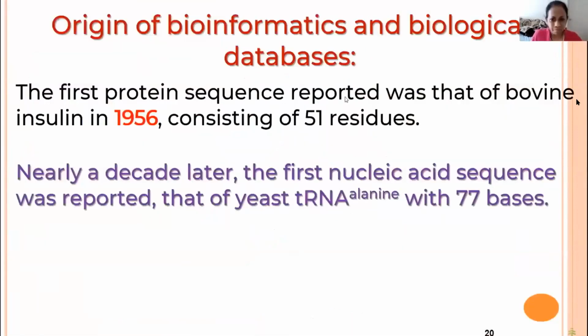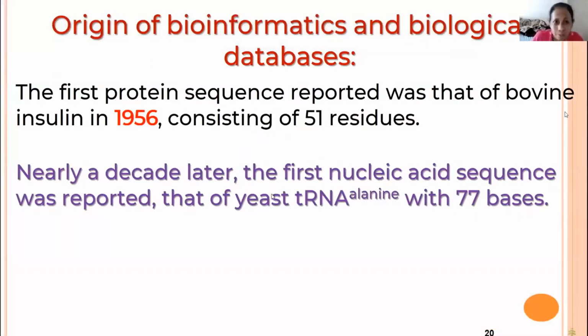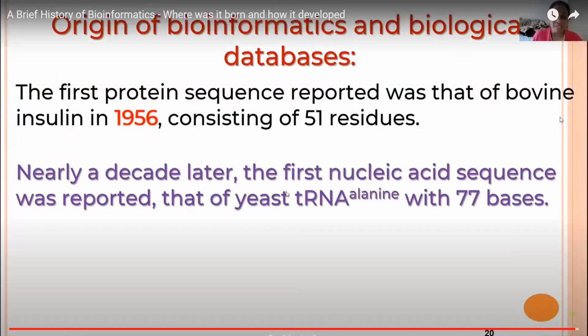And then the origin of bioinformatics: the first protein sequence reported was that of insulin, in 1956. It consisted of only 51 amino acids. And then nearly a decade later, the first nucleic acid sequence was reported. Again, there is a faculty at Georgetown who passed away 2 years ago, Jack Chirikian. He was the first person to sequence a tRNA when he was at Princeton.